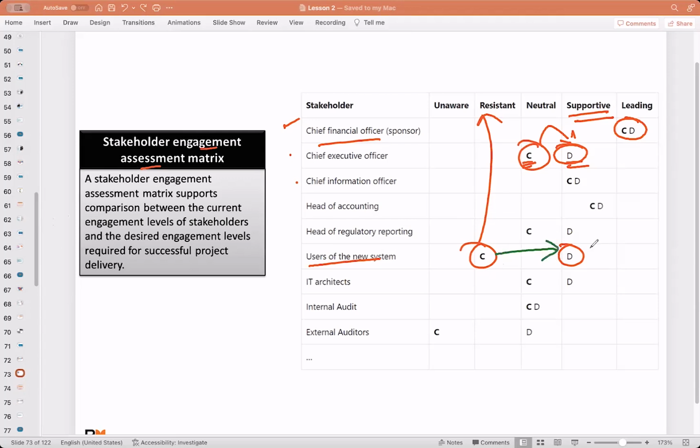For that, you have to use your brain. Do you remember I told you the PMP course is only helping you to get some framework, to get some tools idea. How to put that tool into practice, only you have to think. So in this case, the users of the new system are currently resistant, and my desire is that let them be supportive. So I have to do something to make them move from current to desired over a period of time. Are you getting this?